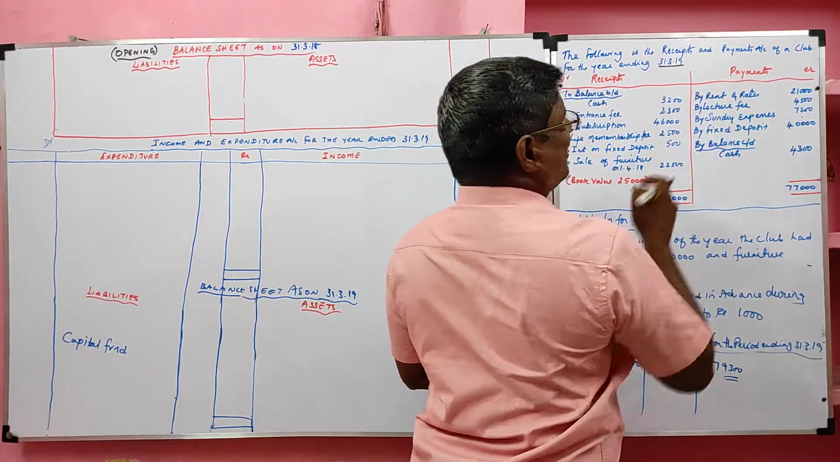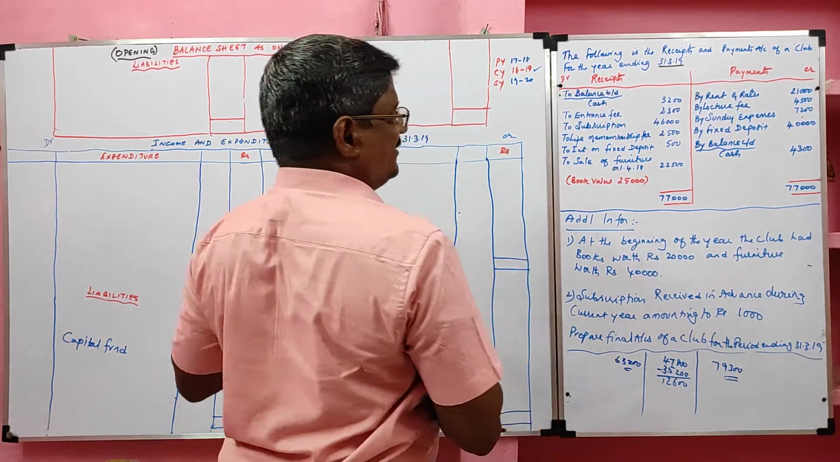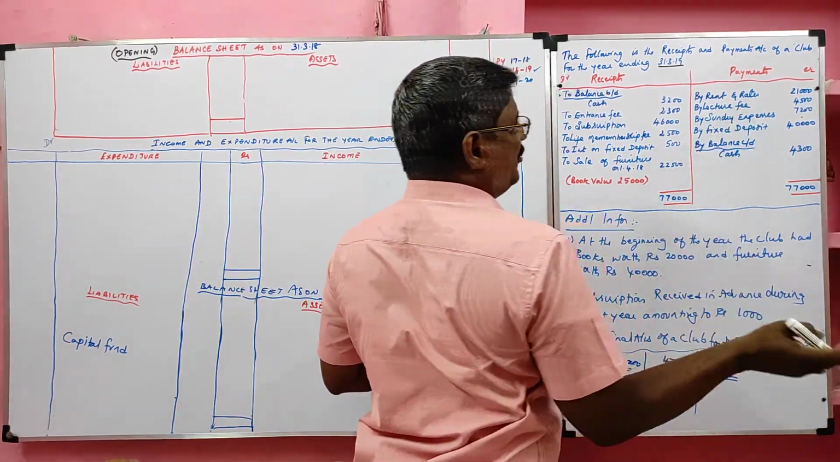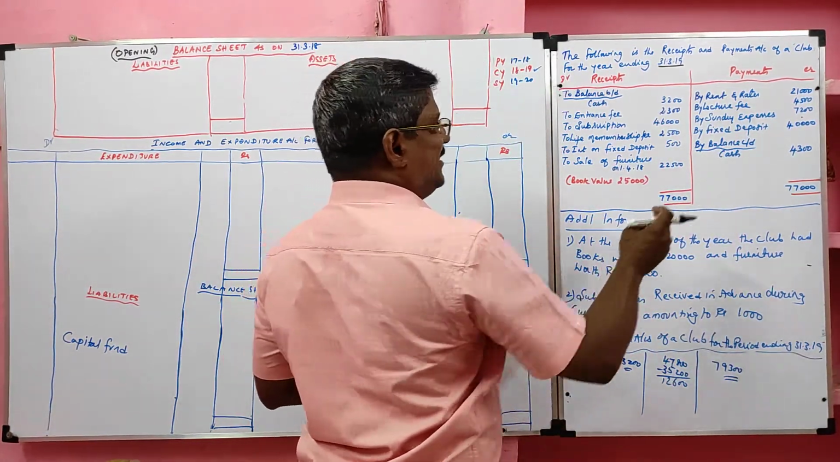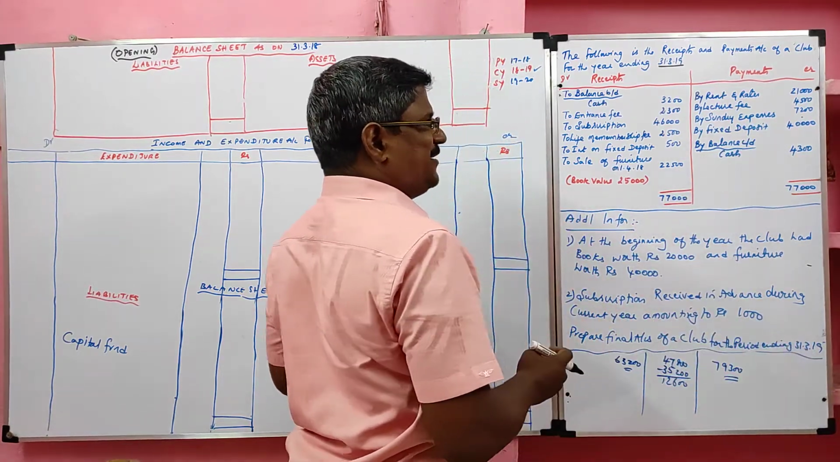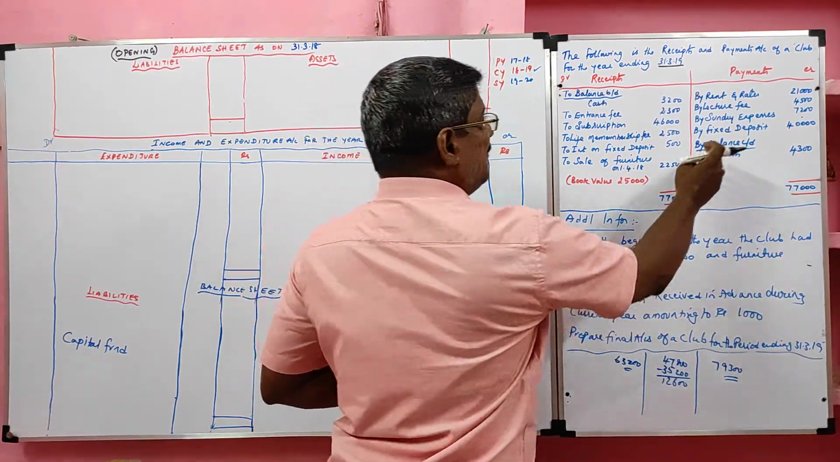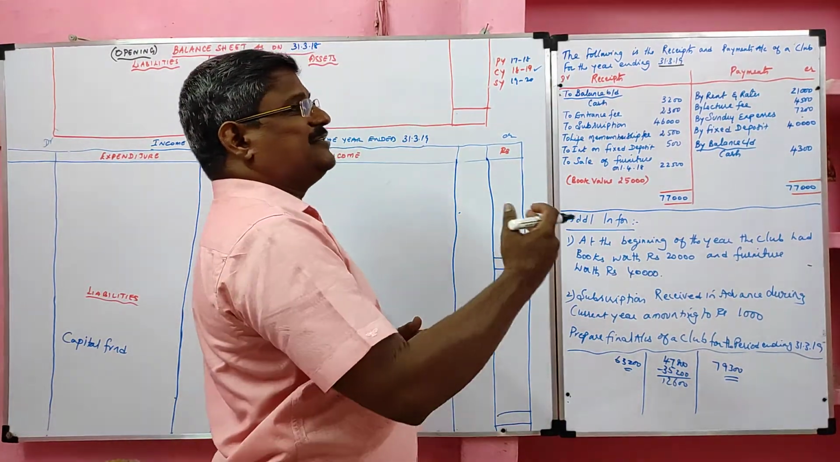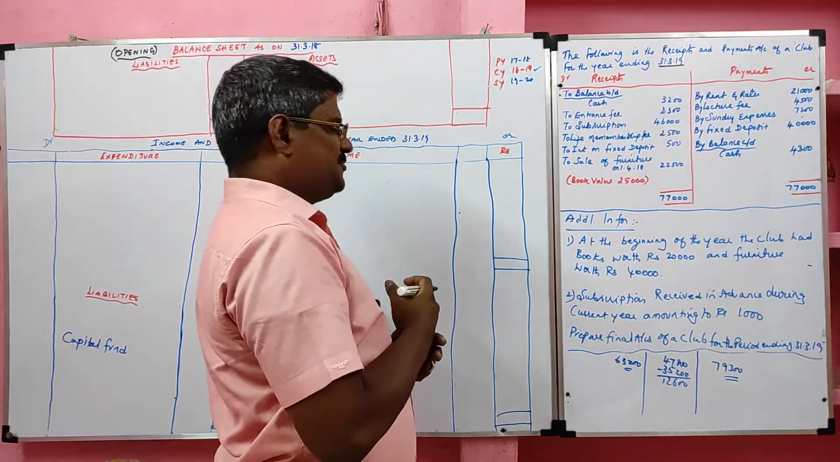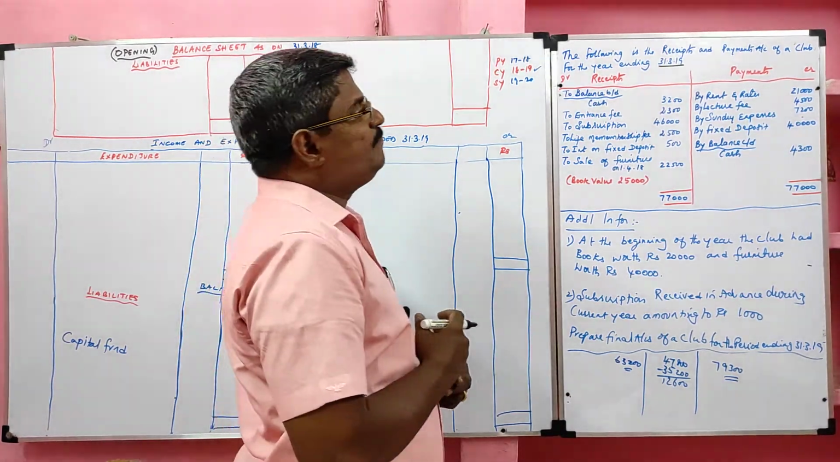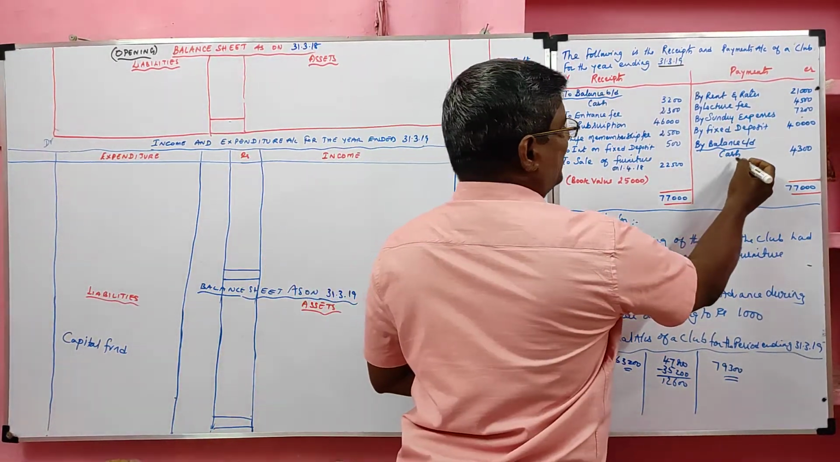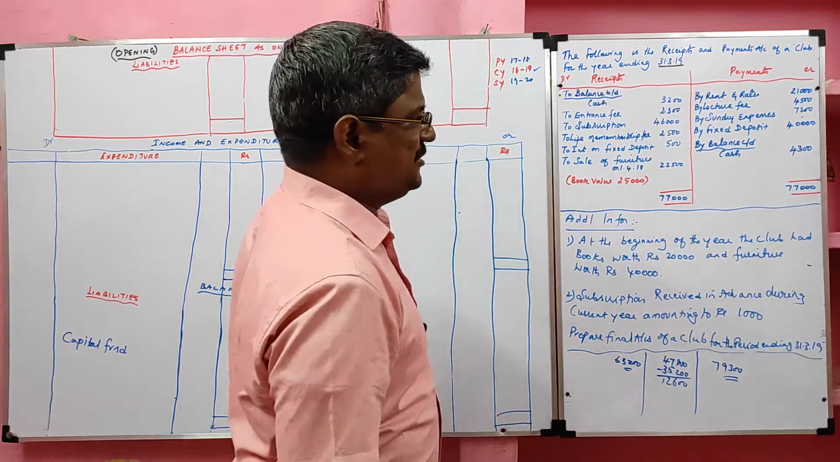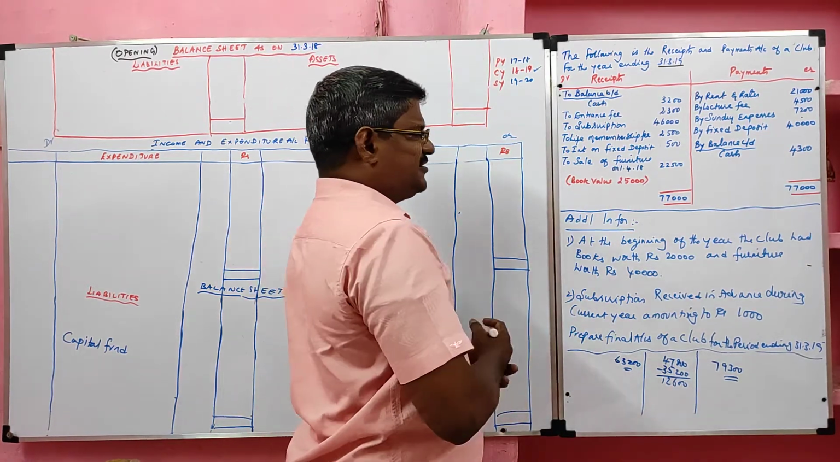By rent and rates is a revenue expenditure, it will go to the expenditure side. Lecture fees is a revenue expenditure, goes to the expenditure side. Sundry expenses is a revenue expenditure, goes to the expenditure side. Fixed deposit given in the payment side means fixed deposit made, it is a capital expenditure, it will go to the asset side. Then by balance c/d, it is the closing cash, it will go to the closing balance sheet asset side. Then additional information is also given.